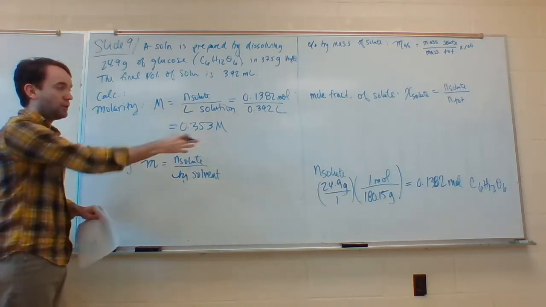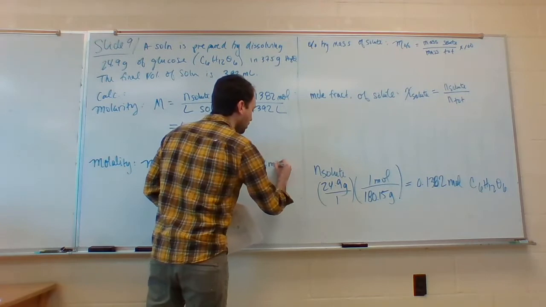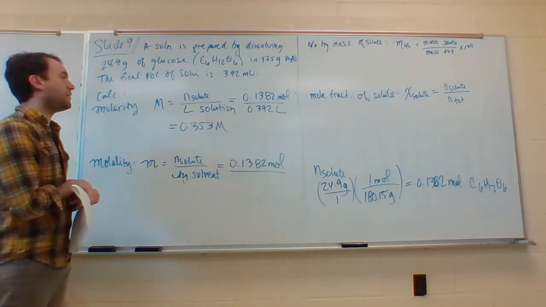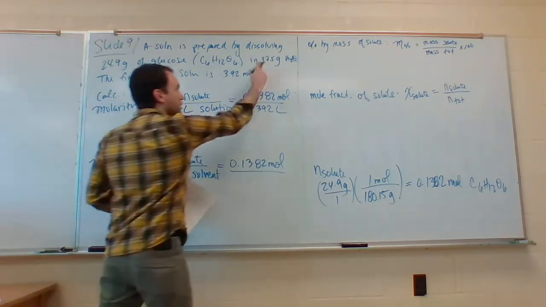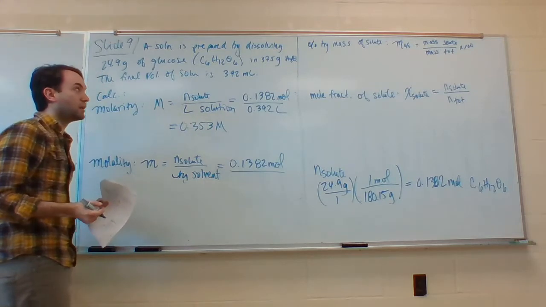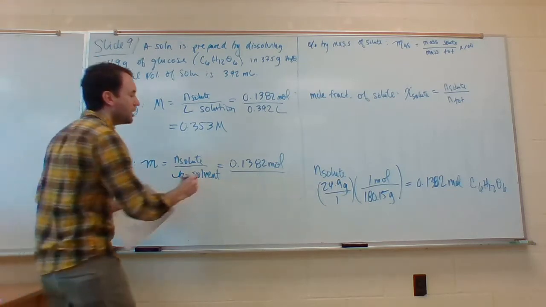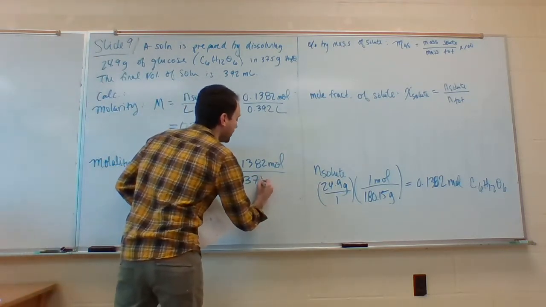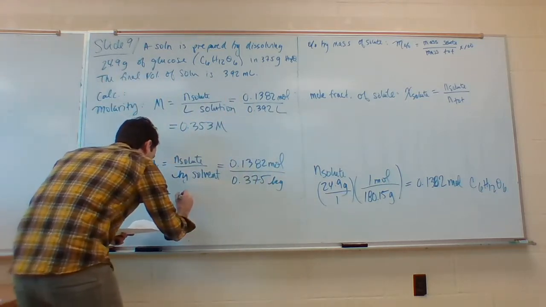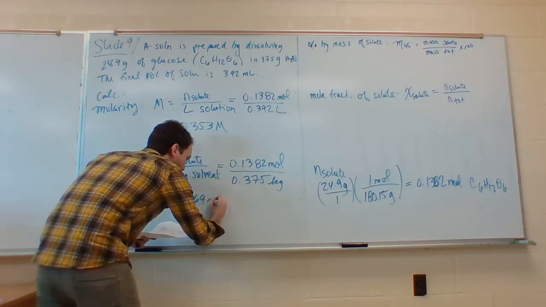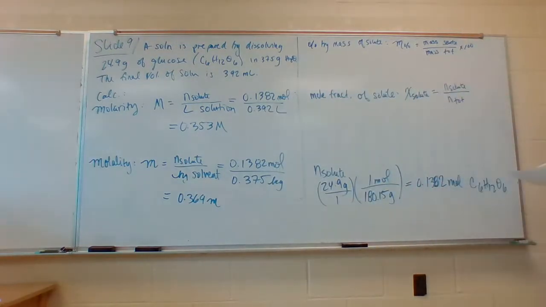Now, the next thing I want to calculate is my molality. I have the moles of solute that I just calculated, so I can plug that in, which is 0.1382 moles of the solute. And then I need my kilograms of solvent. In this case, what's our solvent? Water is our solvent. So we're going to convert that from grams into kilograms. We divide by 1,000. So we have 0.375 kilograms of our solvent. This is going to give us a molality of 0.369 molal.